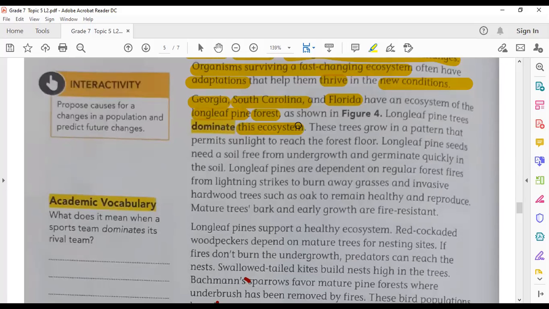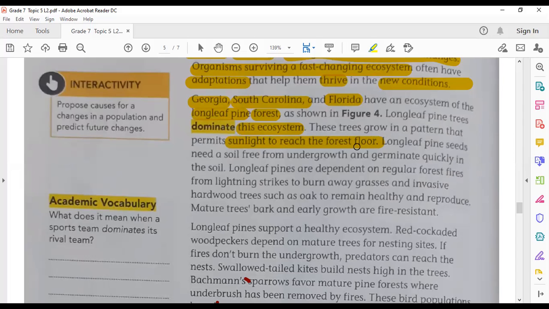These trees grow in a pattern that permits sunlight to reach the forest floor. In many forests, especially in rainforests, the cover of the trees is very thick, there are a lot of trees. Sometimes in some forests, the sunlight can't reach the floor of the forest. But in the case of longleaf pine, they permit the sunlight to reach the forest floor.